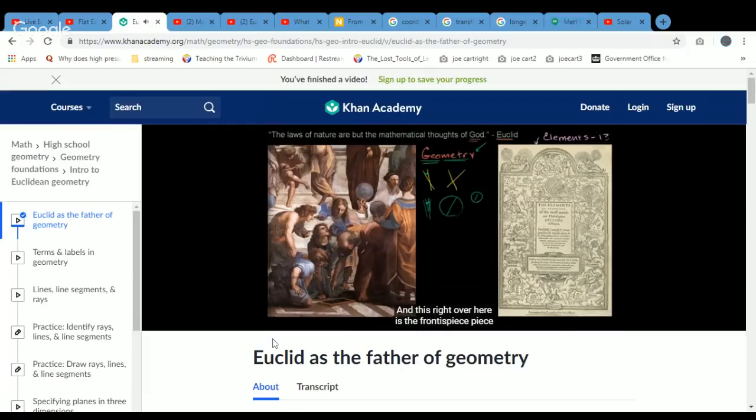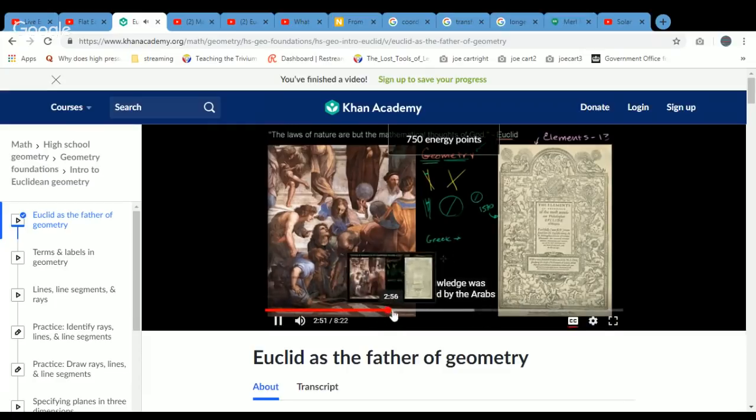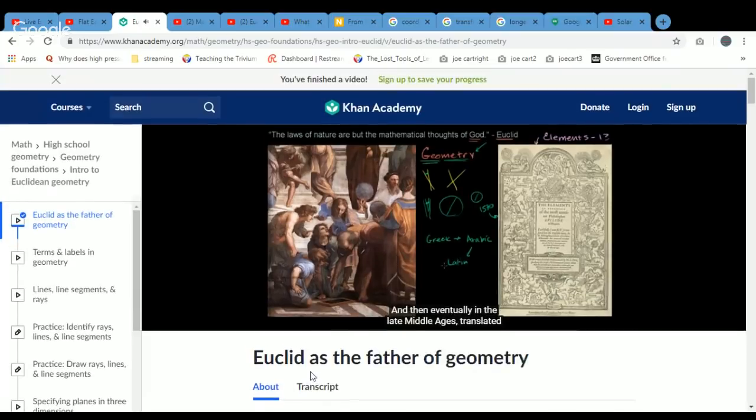And this right over here is the frontispiece for the first English translation of Euclid's Elements, and this was done in 1570. But it was obviously first written in Greek, and then during much of the Middle Ages, that knowledge was translated into Latin, and then obviously eventually English.